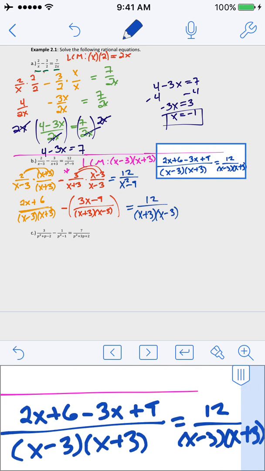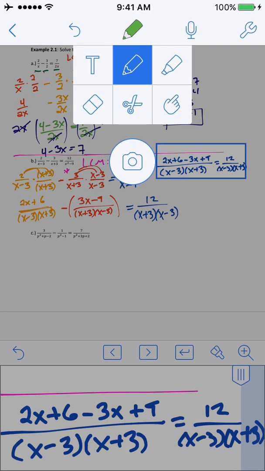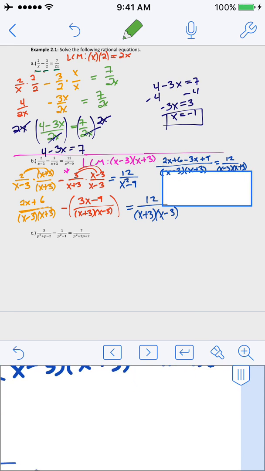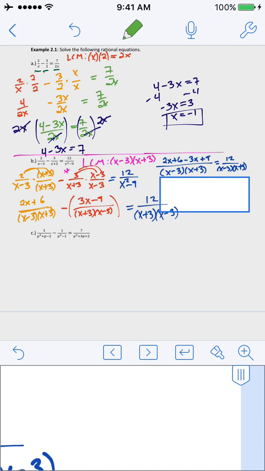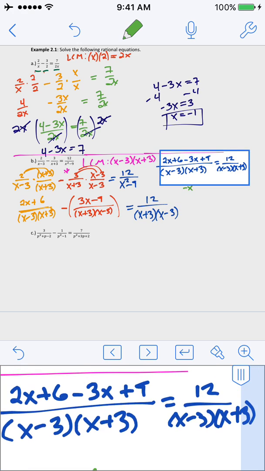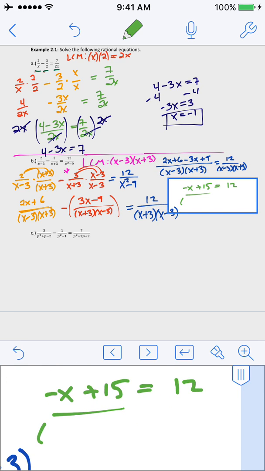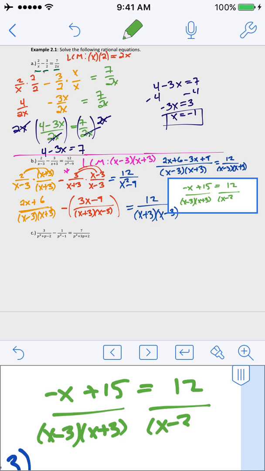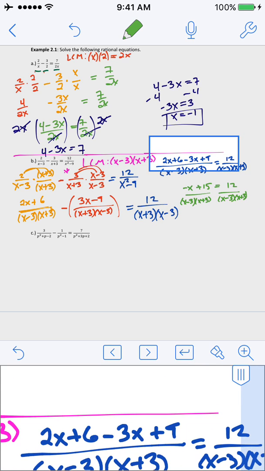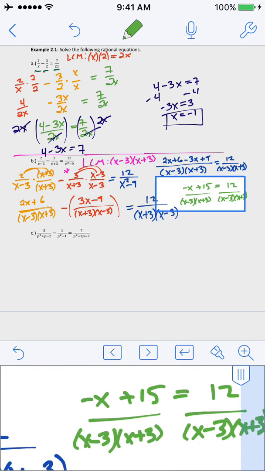And then I'm going to combine the tops a little bit. So I end up getting 2x minus 3x is a minus x. 6 plus 9 is a plus 15. And the other side we still have a 12. This side still over x minus 3, x plus 3. Over x minus 3, x plus 3. So all I did was combine this numerator into negative x plus 15.